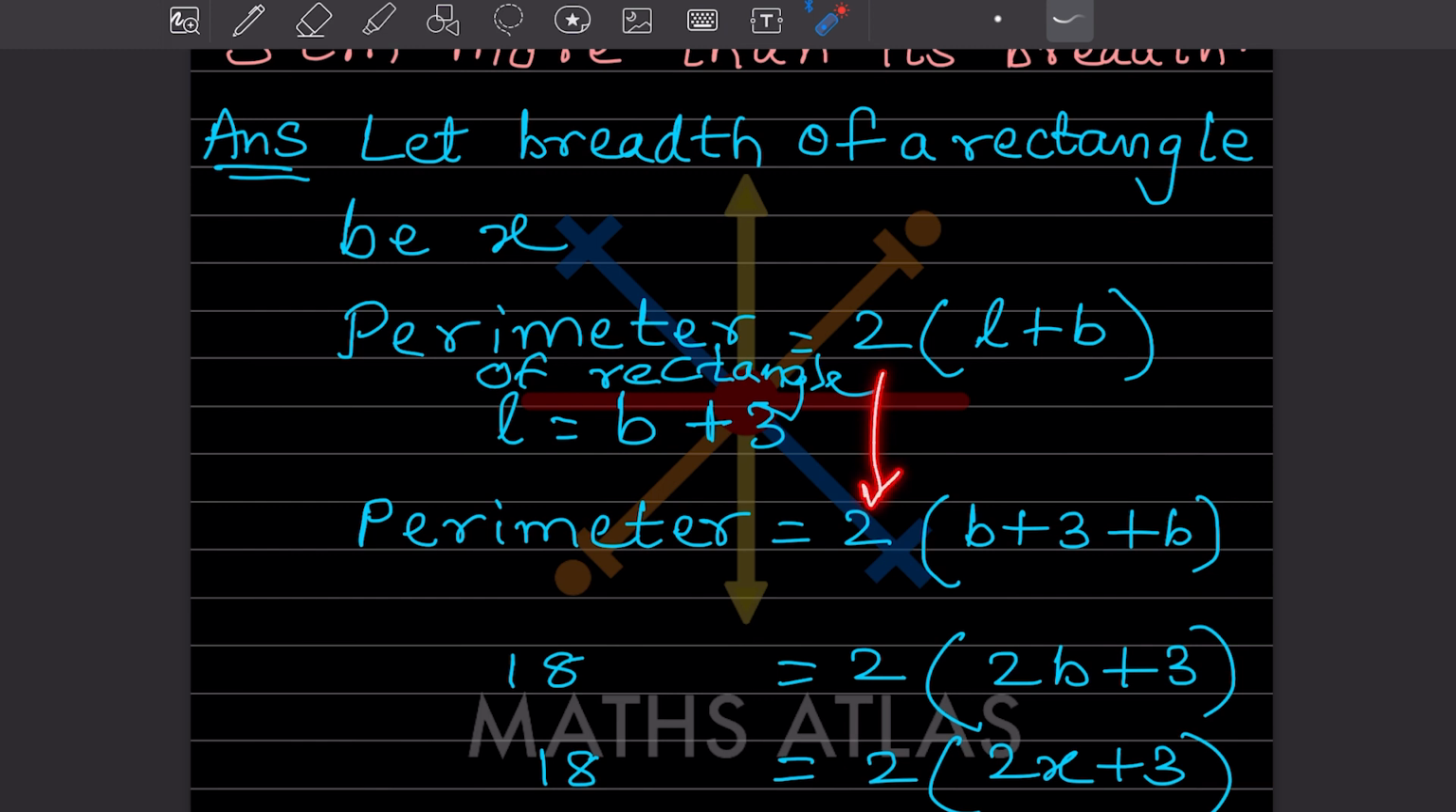This 2 will keep as it is. Now we know length is B plus 3. So in place of this length, we are going to put this B plus 3. And this B we will keep as it is for the time being. First, we are not going to think about this X.